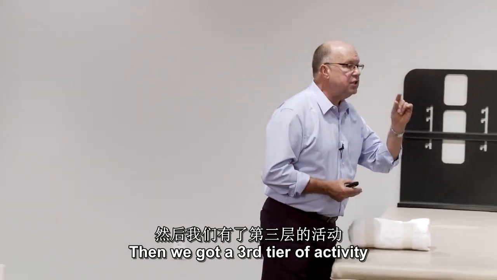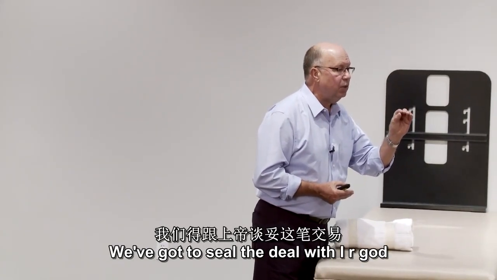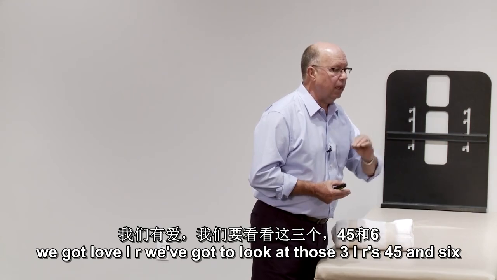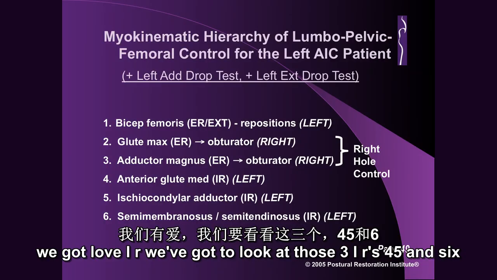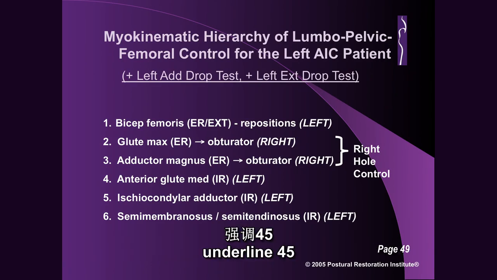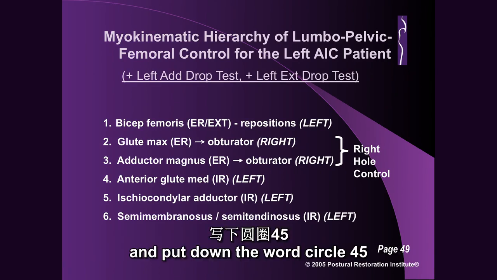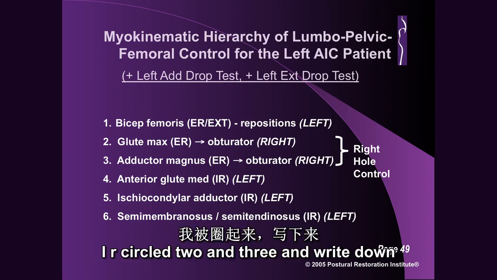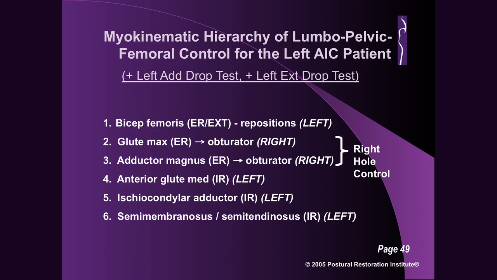Then we got a third tier of activity. We got to seal the deal with IR. God, we got to love IR. Look at those 3 IRs, 4, 5, and 6. Underline 4, 5, and 6. Circle 4, 5, and 6 and say, look, IR. Circle 2 and 3 and write down ER. See what I'm doing to you, Katie?